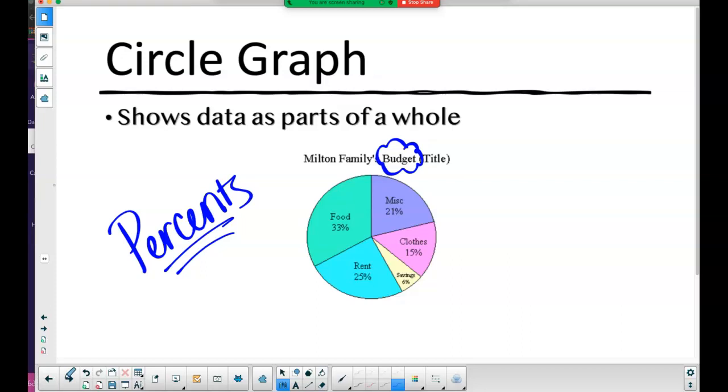So if you have a whole amount of something and you're talking about how much was on each part, okay? If I had data about the 7th grade class and I wanted to show the percent of boys versus girls, okay? Or if I wanted to take the MCA data and I wanted to show the percent that did not meet, partially met, or exceeds. Okay, I would show that in a circle graph. Okay, questions there?